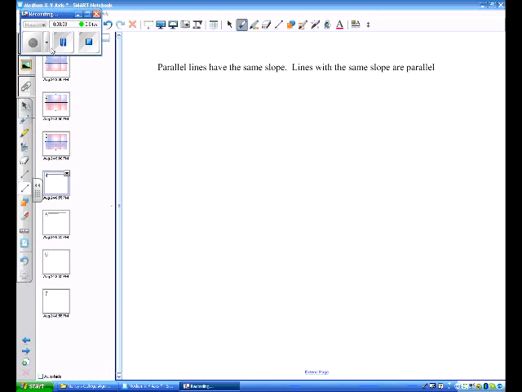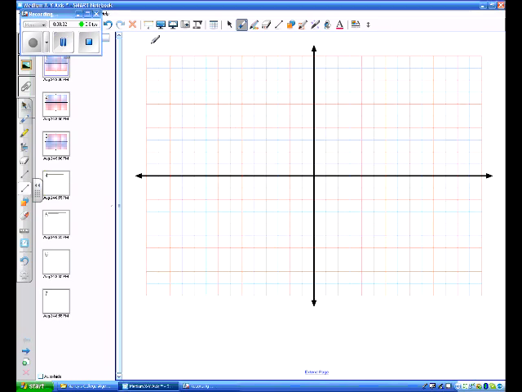In this lesson, we're going to look at parallel and perpendicular lines and how they relate to each other. Parallel lines are lines that have the same slope. And it's also true that lines with the same slope are parallel. So we can tell if lines are parallel by their having the same slope. And if we're told that two lines are parallel, then we know that their slopes will be the same.